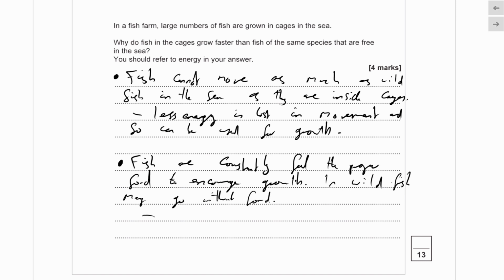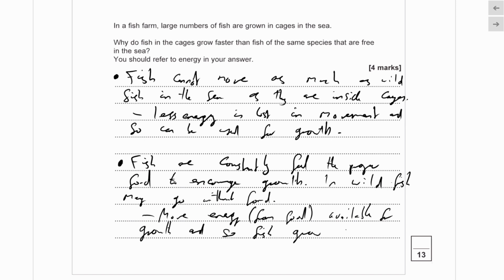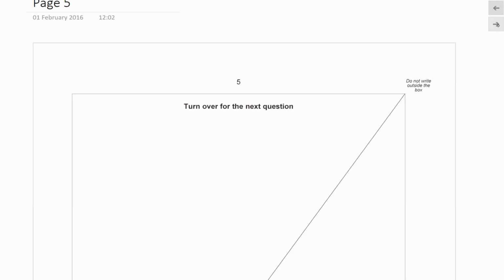All right. And so the explanation there, I'm going to say that more energy, I'll put this in brackets, from food available for growth. And so fish grow quicker. All right, and then that's the end of that question. That's easily 4 marks. And that's the end of question 1.